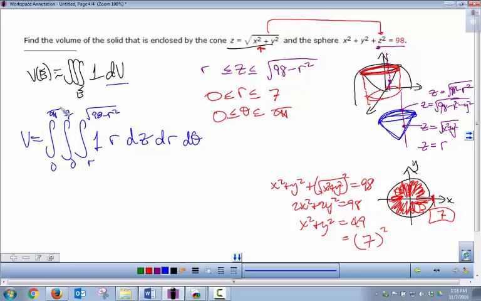Now, we don't have any thetas in our integrand. We do have an r, and we also have z as a function of r. But since we don't have any thetas, we can at least take out the theta, or whatever's inside of the theta, because it's constant with respect to theta. And then we're left with a double integral.